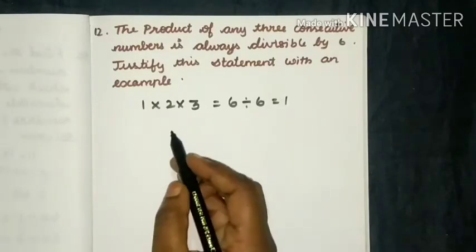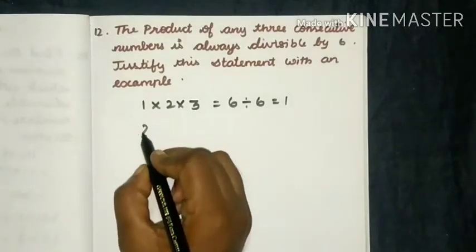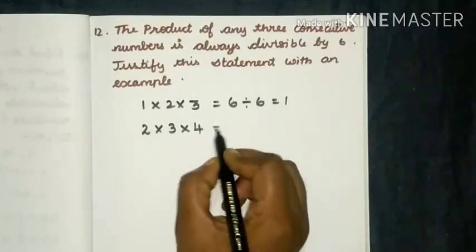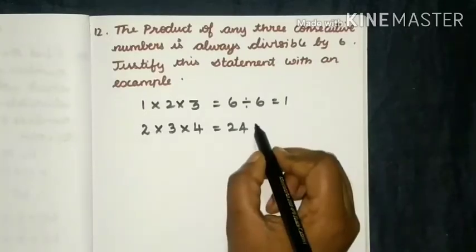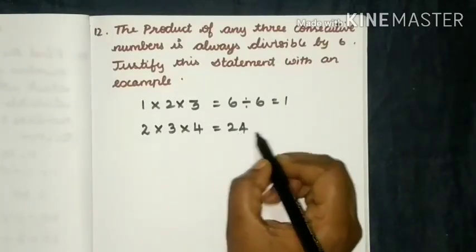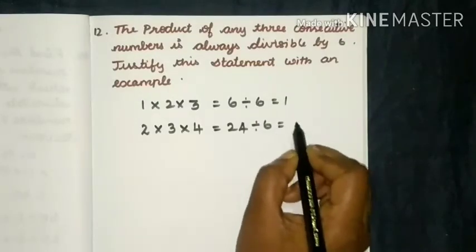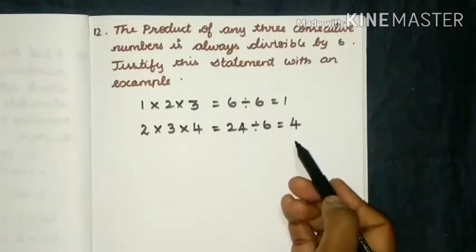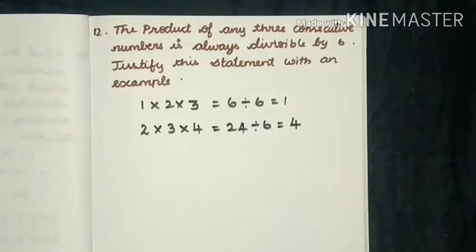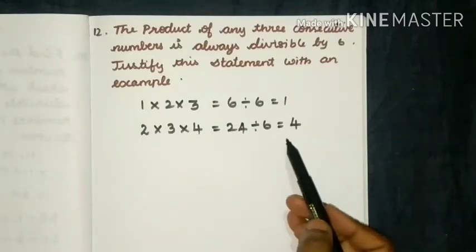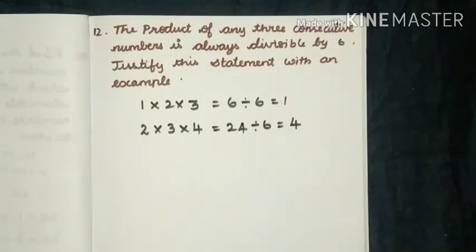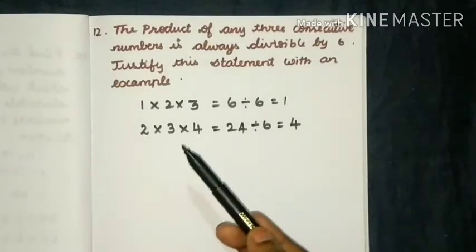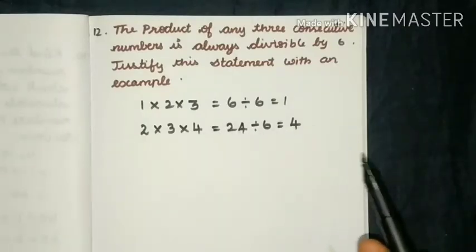Let us take the next three consecutive numbers, that is 2 into 3 into 4. 2 3s are 6, 6 4s are 24. We have to check whether it is divisible by 6 or not. 24 is divisible by 6. That is 4. 24 divided by 6 is 4. So we have proved that the product of any three consecutive numbers is always divisible by 6. You can also check with any other three consecutive numbers whether it is divisible by 6 or not.